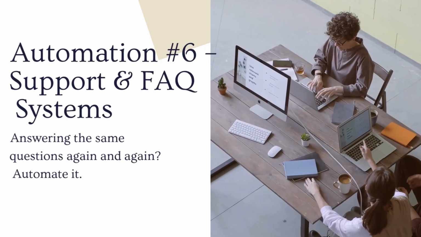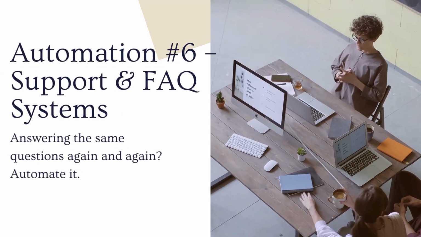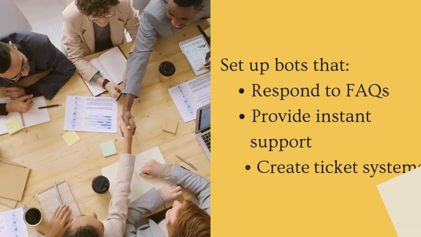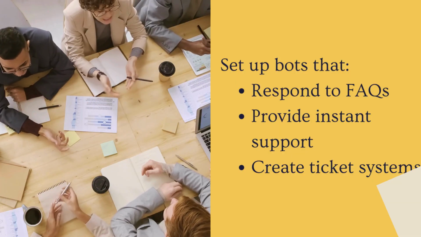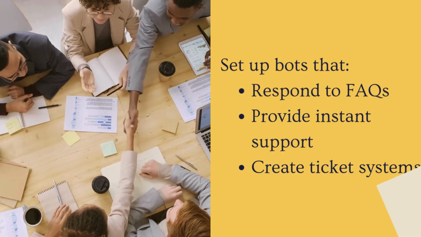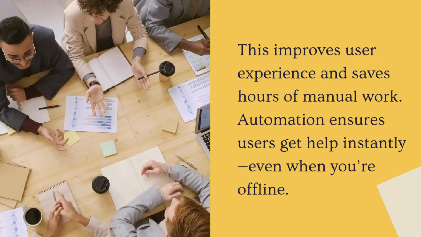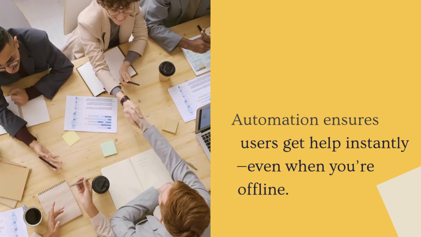Automation number 6, support and FAQ systems. Answering the same questions again and again? Automate it. Set up bots that respond to FAQs. Provide instant support. Create ticket systems. This improves user experience and saves hours of manual work. Automation ensures users get help instantly, even when you're offline.